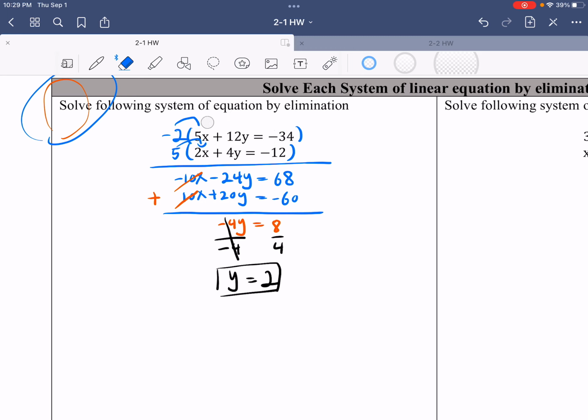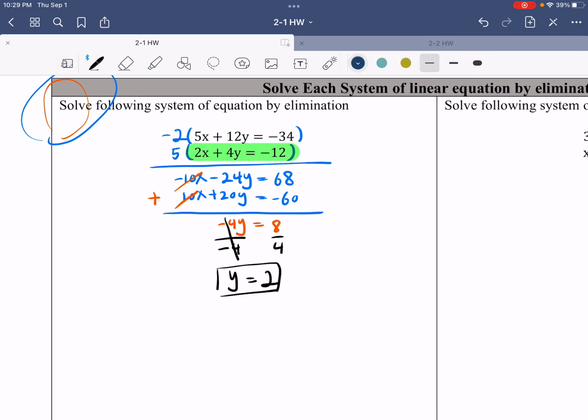And now, because it is a system, we also have to solve for x, because your solution is going to be x comma y. So we got to solve for x. What we have to do is choose one of these two equations. It does not matter which one you choose. You just choose something that looks nice.